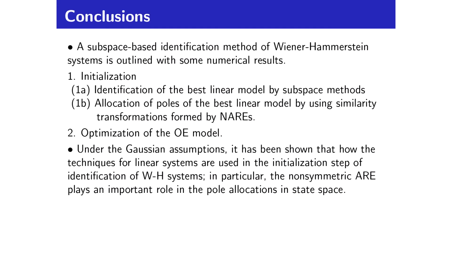Okay, this is the conclusion of my talk. Under the Gaussian assumption, otherwise it's no good. Under the Gaussian assumption, it has been shown how the techniques of linear systems are used in the initialization step of identification of Wiener-Hammerstein systems. In particular, the nonsymmetric ARE plays an important role in the allocation of poles in state space.